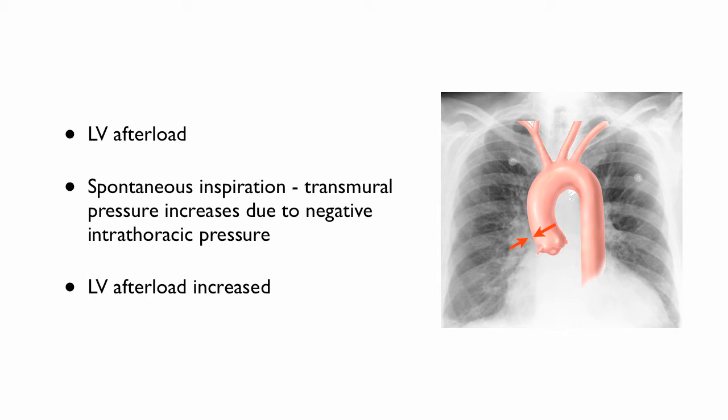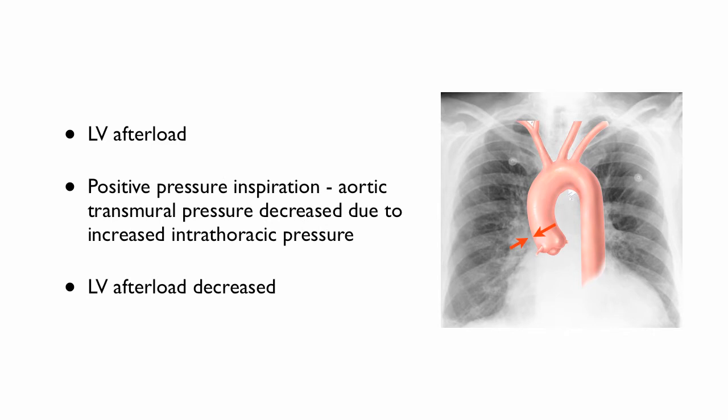Thinking about the afterload from the left ventricle, on a spontaneous inspiration, the transmural pressure increases due to the negative intrathoracic pressure. And so this actually increases the afterload on the left ventricle. Conversely, in a situation of positive pressure inspiration, so a ventilated breath, the aortic transmural pressure is going to decrease due to the increased intrathoracic pressure on inspiration, and that decreases the left ventricular afterload.